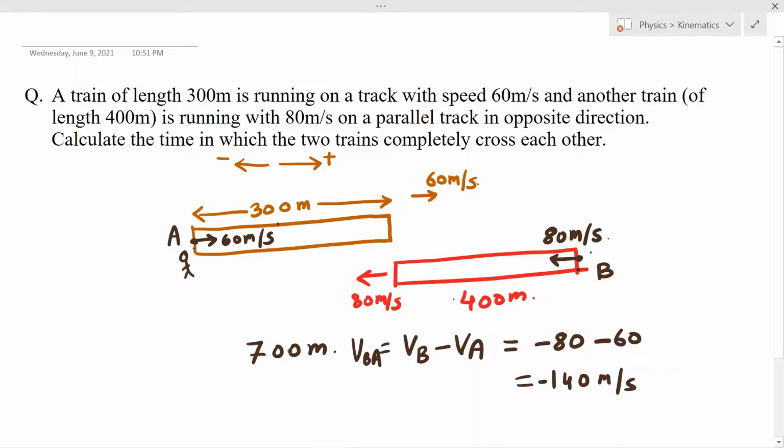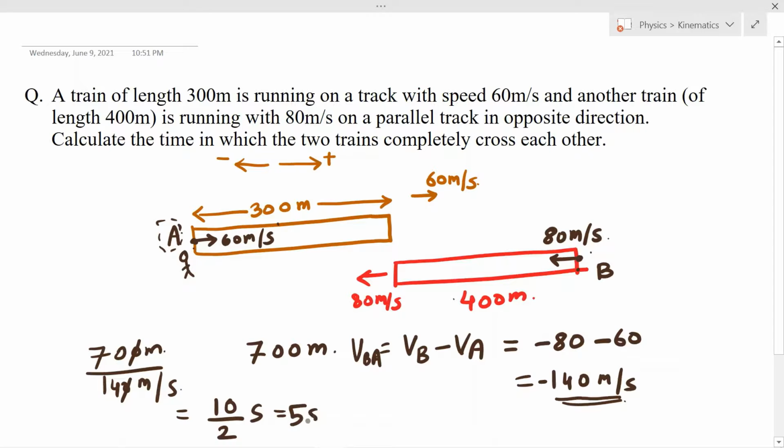Now the distance to be traveled by the point B is 700 meter, and I have assumed this point A at rest. That means this point B will approach with this velocity 140 meter per second. So how much will this be? This cancels. So this will be 7 into 10 is 70 and 7 into 2 is 14, so this will be 5 seconds. So we have got the answer.